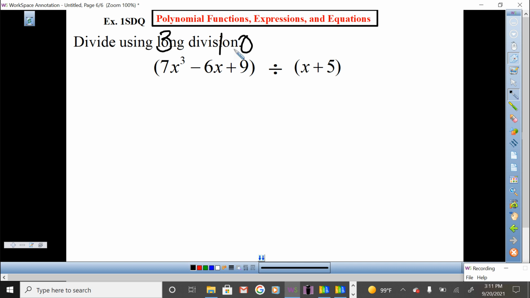What do you guys notice? There's no second degree, but I'm still going to write it here. I'm going to box it because it needs to be complete in the division. Let me check this one. First degree, 0 degree, standard form, yes. Anything missing? No. Okay, so check this out. Put your utensils down, look up to the screen.